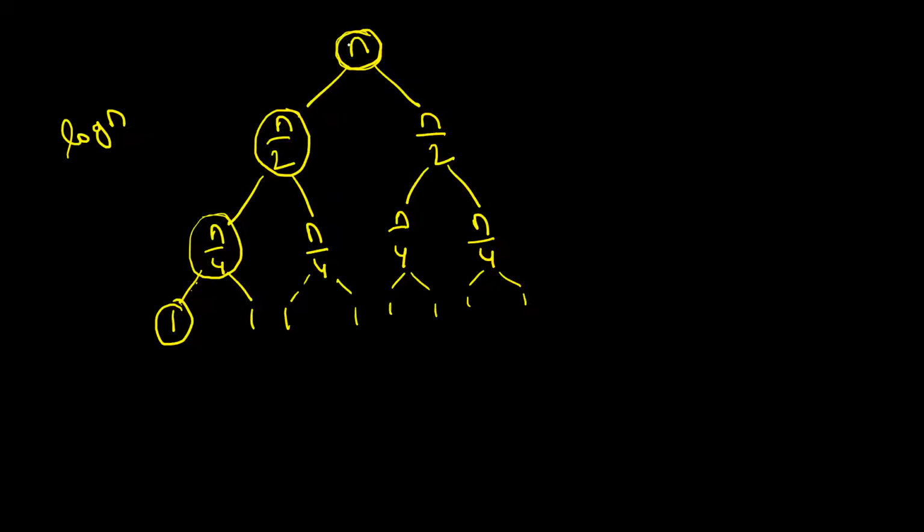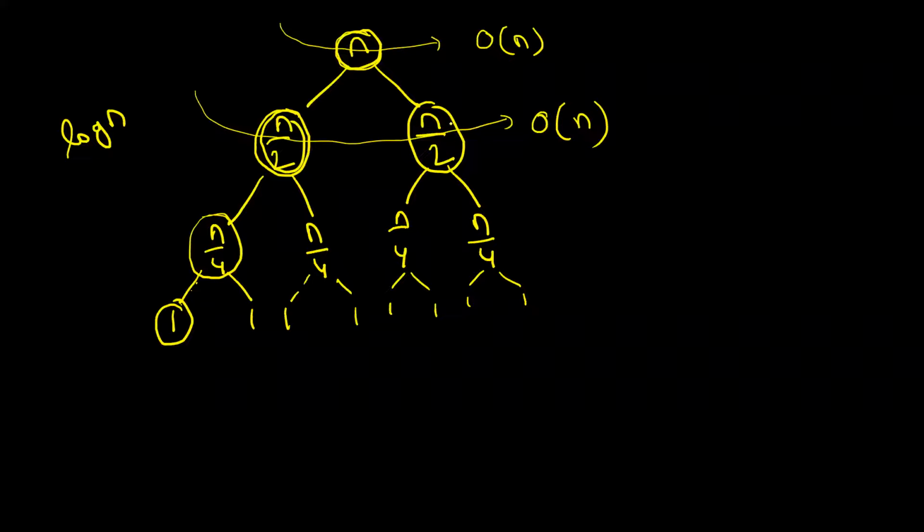So if you look at this level, when you call partition on an array of size n, it will take big O of n time. This level will take big O of n time. Again, here you have two arrays of size n by 2 each. So you will call partition on this, partition on this. So this level also takes a total of big O of n time. N by 2 plus n by 2 is big O of n. So you will see that at every level, you are basically doing big O of n work.